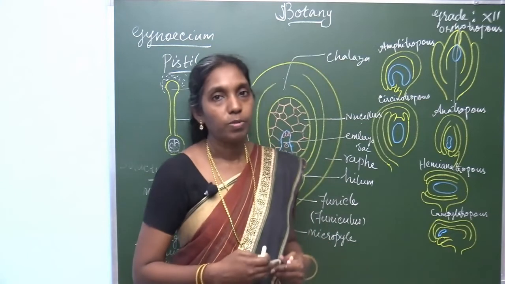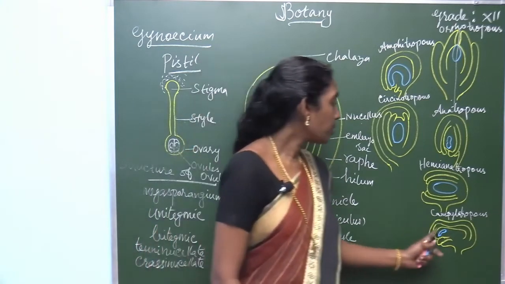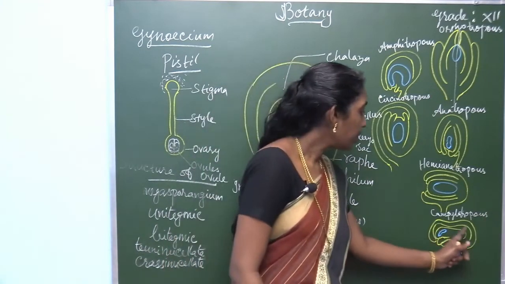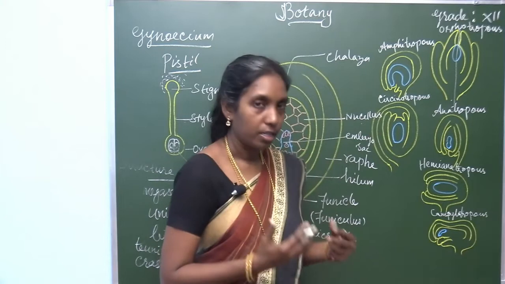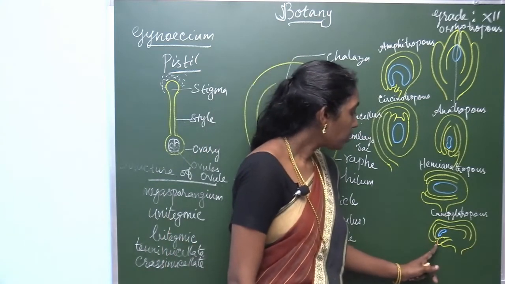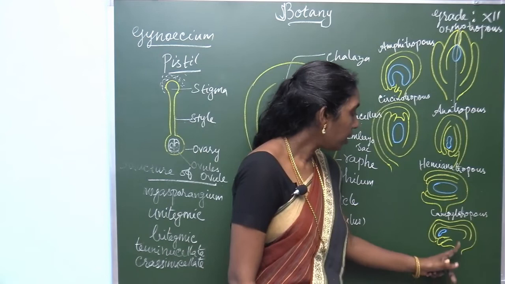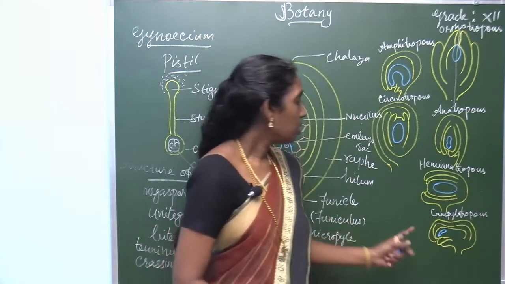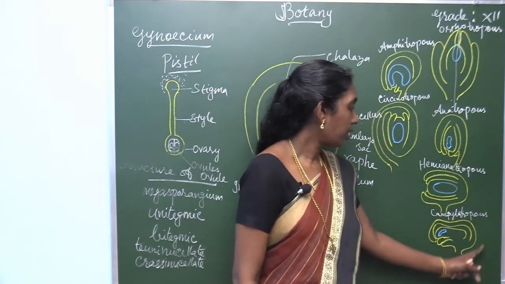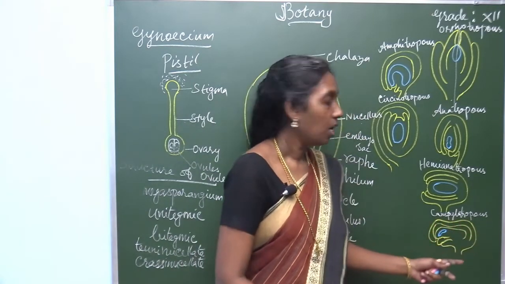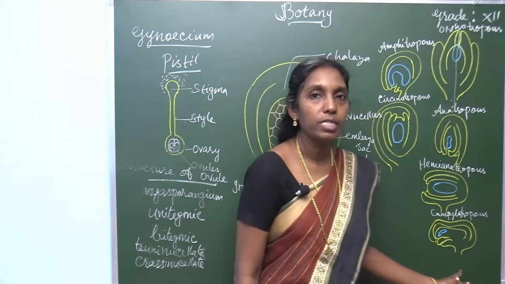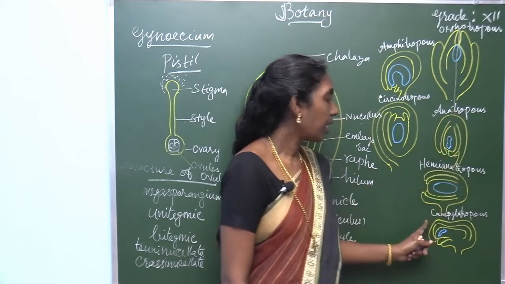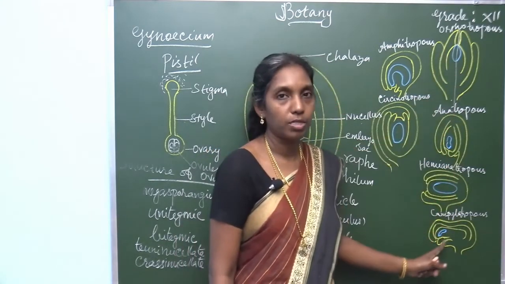Then campylotropous ovule. In the campylotropous ovule, the embryo sac is bean shaped or curved, and the micropyle, funicle and chalasa are very close. This type of bean shaped, curved nature is called campylotropous ovule. These four, orthotropous, anatropous, hemianatropous and campylotropous, are the four main types of ovule.